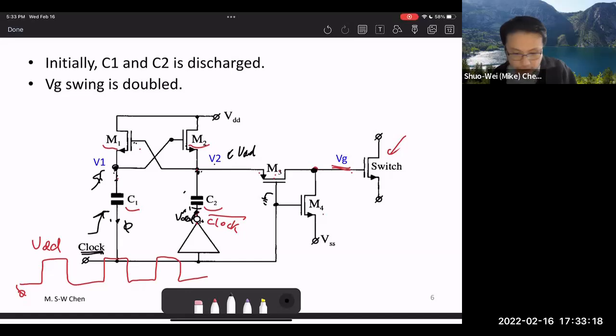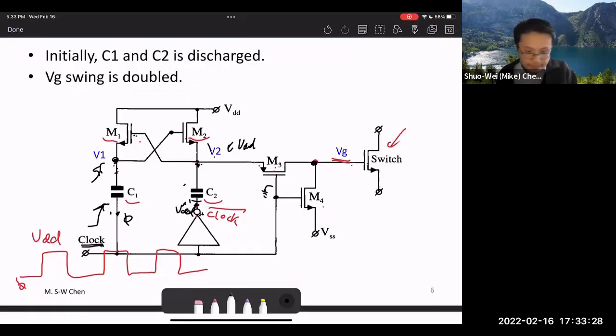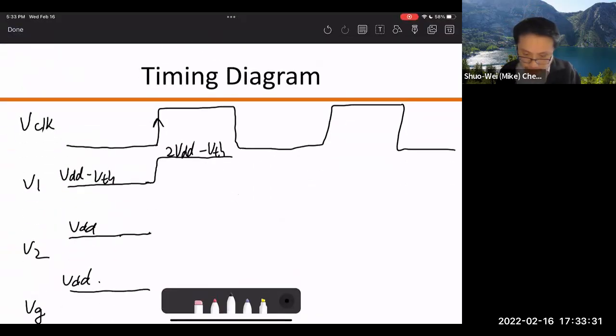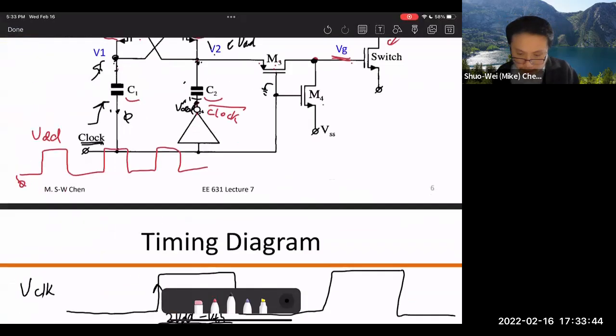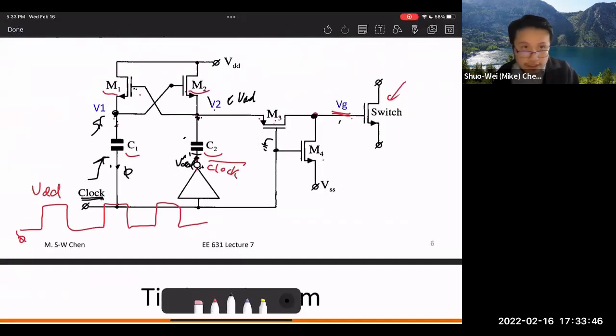So in this case, the V2 can actually just connect to VDD. Does that make sense, right? Because I push the gate to be twice VDD minus VTH. So it turns out that V2 will continue to be VDD. No change, because this is a MOS, right? So this will continue to be VDD. All right. What happened to VG, right? The gate voltage of the switch.